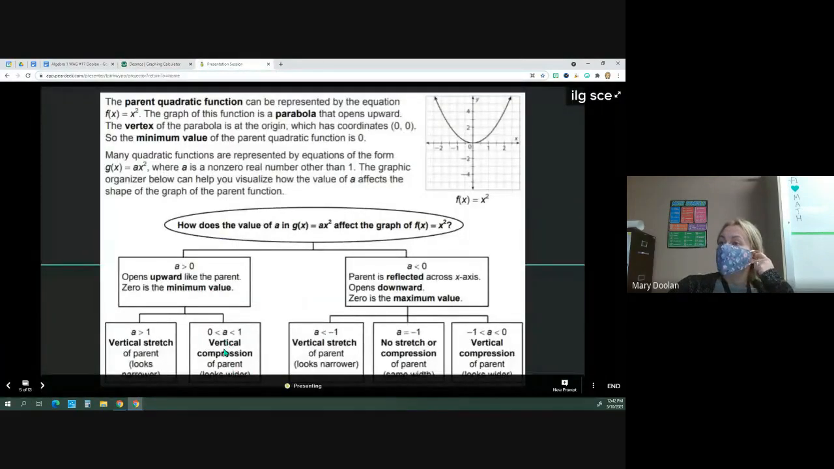All right, it's a vertical compression or a vertical stretch depending on the value of a. Anytime a is positive, greater than 0, if it's a fraction between 0 and 1, we get compression. If it is greater than 1, it is a vertical stretch. So that's this path over here on the left. But now we're going to look at what happens when a is actually less than 0.